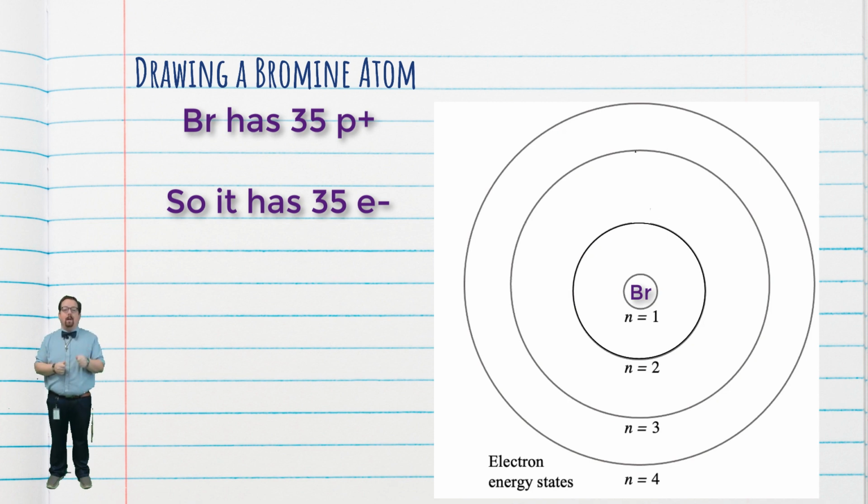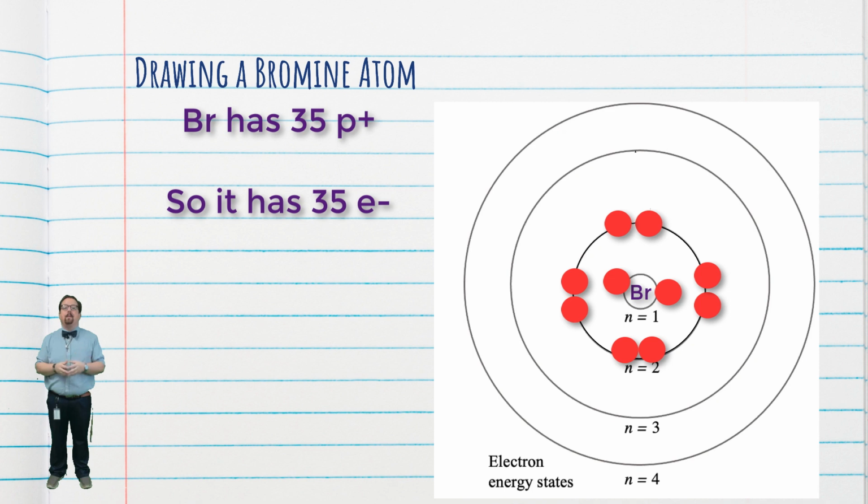Since the n equals 1 energy level can only hold 2 electrons, I'm going to place 2 electrons in it. And now I have 33 left to place. The n equals 2 level can hold 8 electrons, so the next 8 will go there. This gives me 25 left to place.